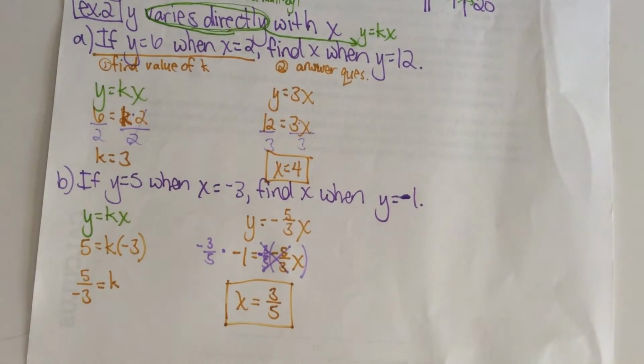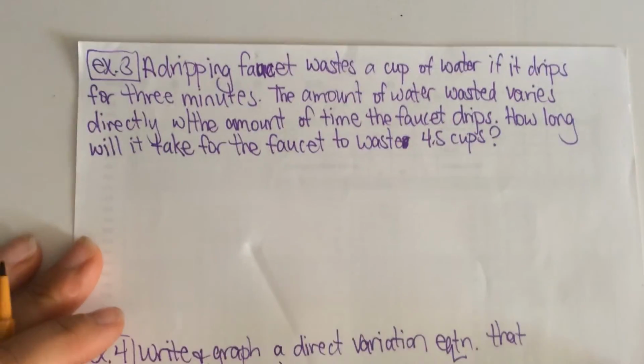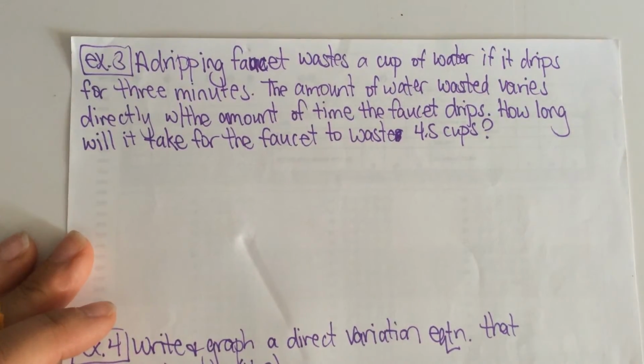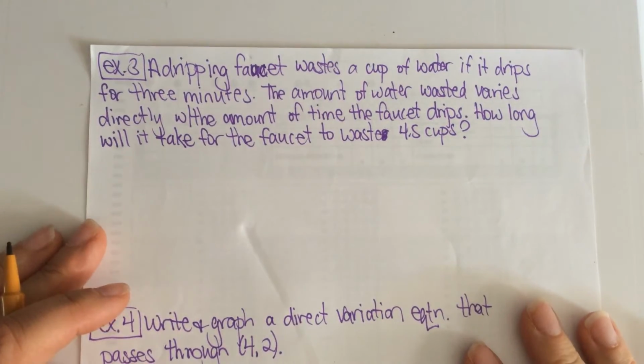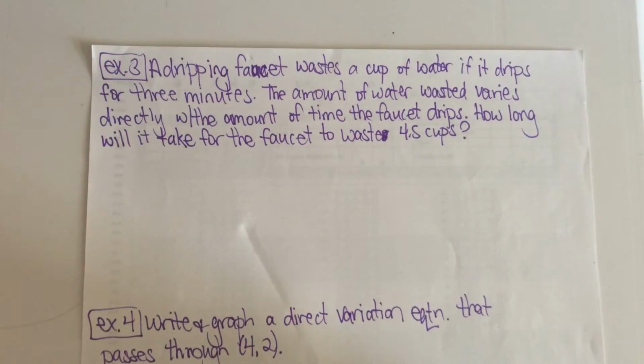Okay, now we're ready for the big bad word problem. It's not bad, actually. All right, let's do it. It's actually exactly the same as these two problems. A dripping faucet. Sorry, I forgot how to spell. A dripping faucet wastes a cup of water if it drips for 3 minutes. The amount of water wasted varies directly.